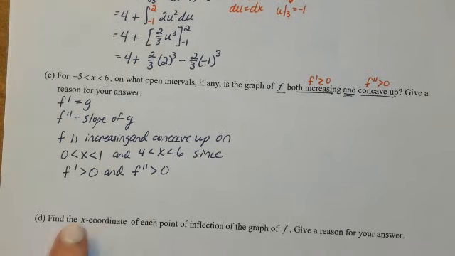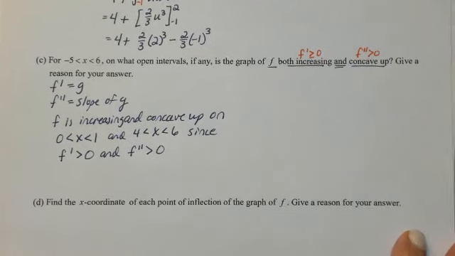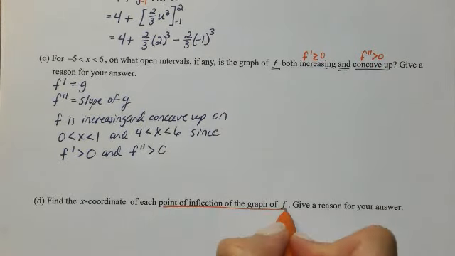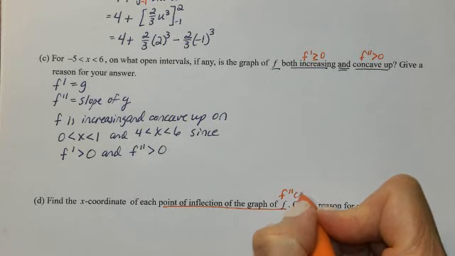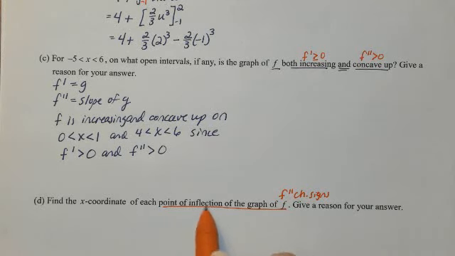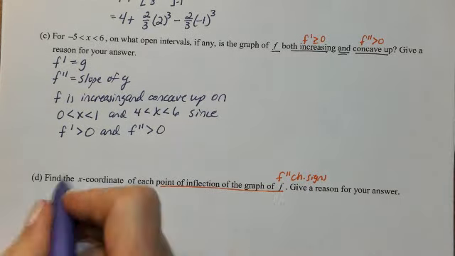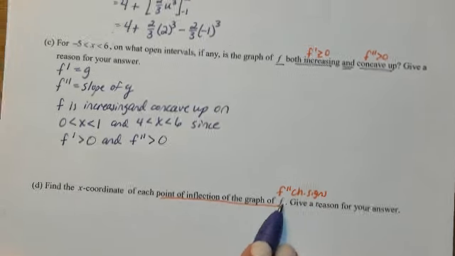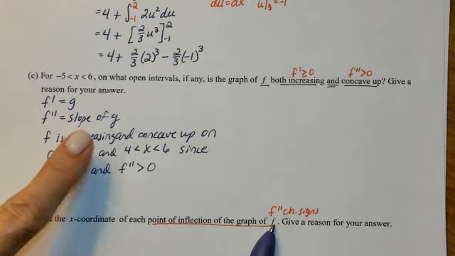All right. Part D. Find the x-coordinate of each point of inflection of the graph of F. Well, that's when F double prime changes signs, right? A common mistake is for people to say that it's a point of inflection when the second derivative is 0, but that's not a point of inflection. A point of inflection is when that second derivative changes signs. So make sure you say that. Okay? So I want to know where the slope of F prime, which is the slope of G, changes signs.